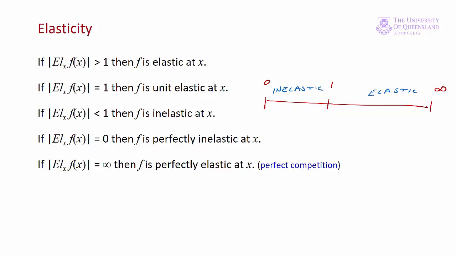The values of 0 and infinity for elasticities are idealized cases. If the elasticity is 0, a change in x doesn't affect the function at all. If a function is perfectly elastic, the smallest change in x causes an infinite change in the function. For example, in a perfectly competitive market, if the producer increases the price by a small amount, demand falls off to zero.